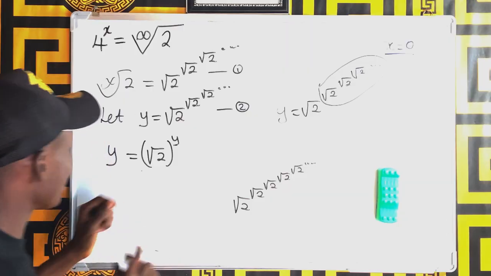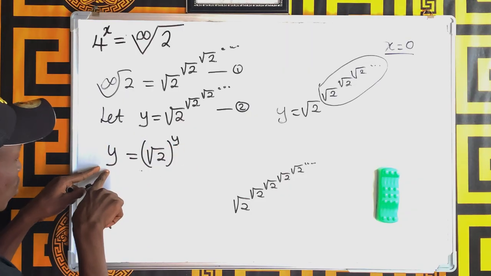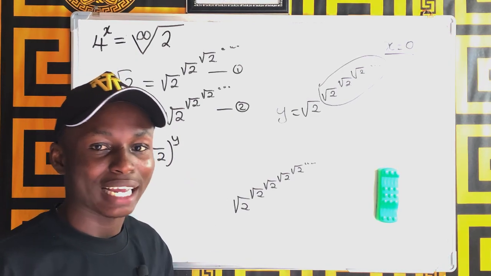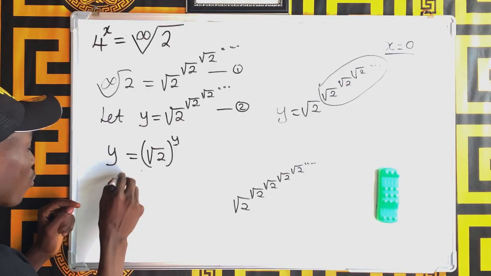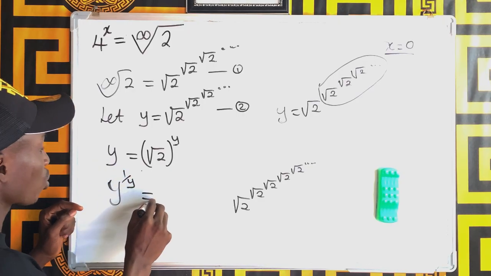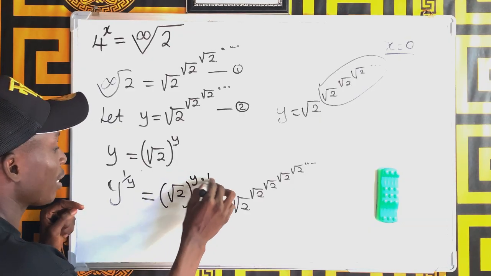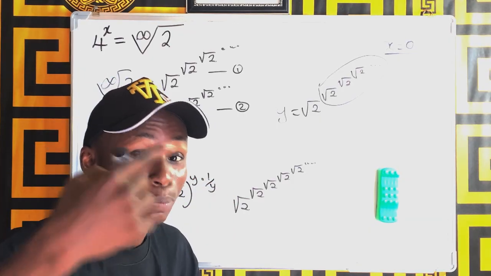Okay? At this point, what I'm going to do is remove this y from here and take it to this part. So I'm going to multiply both powers by the reciprocal of what? Y. If I do that, I'm going to see that y to the power of 1 divided by y is equal to root what? Y to the power of y, then multiplied by 1 divided by y. Because I multiplied both powers by the reciprocal of y.